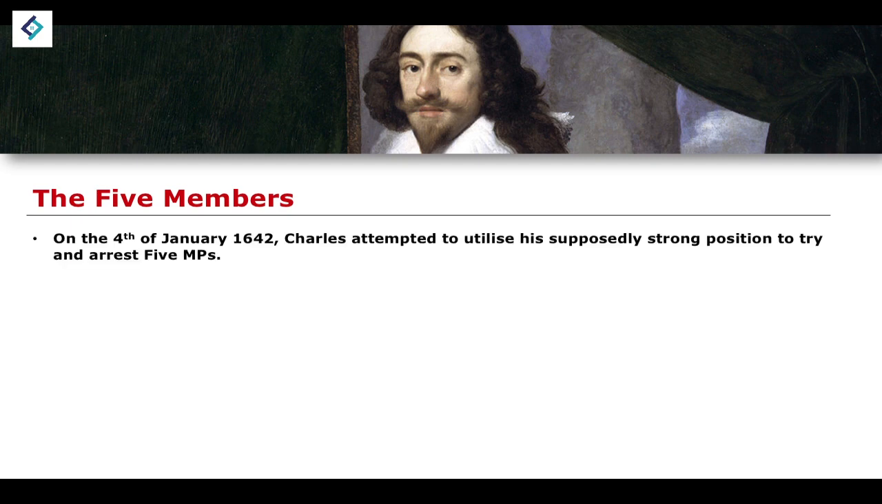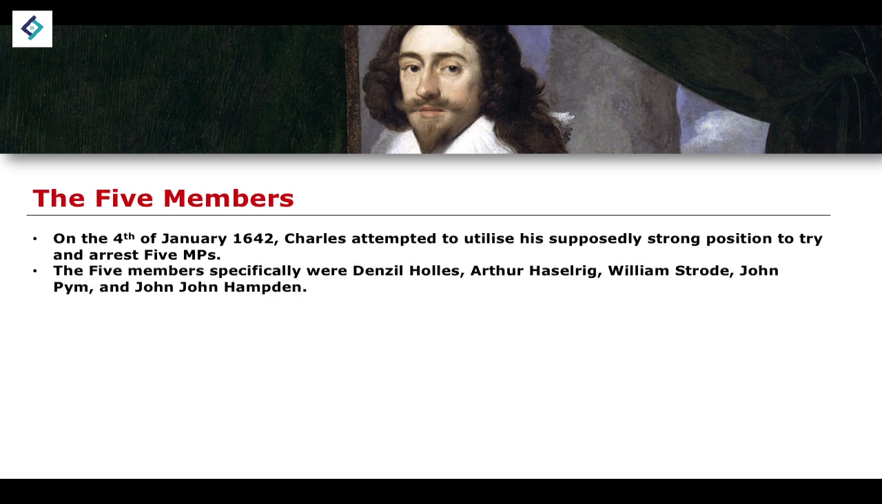On the 4th of January of 1642, what he tried to do is essentially utilize the strong position he had to arrest 5 members of Parliament. So the 5 members of Parliament were Denzil Holles, Arthur Haselrig, William Strode, John Pym, and John Hampden.